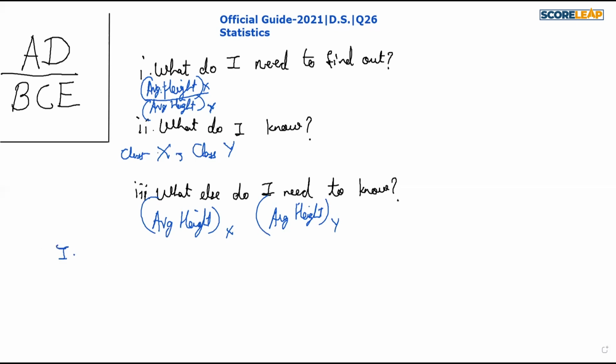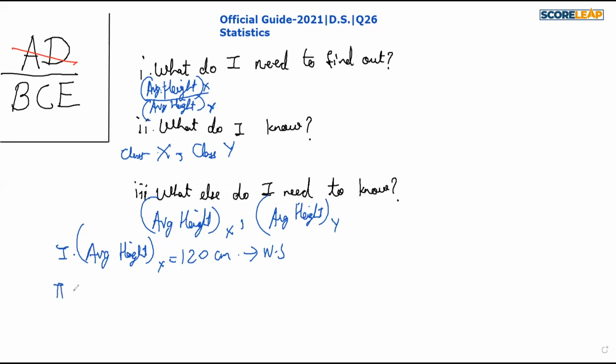Statement 1 says that the average height of students in class X is 120 centimeters. But there is no information on the average height of class Y. So this statement is not sufficient to answer our problem. Whenever statement 1 is not sufficient, we simply cross out AD. Now let us check whether statement 2 is sufficient or not.